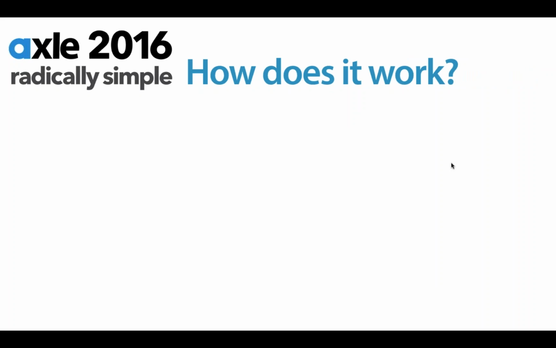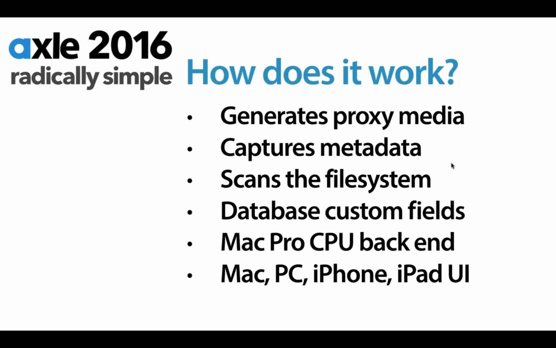And how does it work? Well, as Dean mentioned before, a big part of this is generating the proxy media. So Axle is continuously scanning your file systems. It's capturing metadata from those media. It's also, when it spots a new file, making an H.264 proxy. And that proxy is then available to scan through in the browser interface, in the other interfaces of Axle at any time.